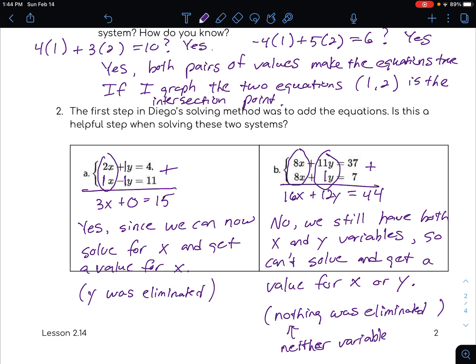Okay, so you can kind of see what we're starting to do here, kind of a different method that allows us to solve for one of the variables. Sometimes it works and sometimes it doesn't when we add the equations together, but when it does work, it's very helpful. So we're going to follow this to its conclusion now on the next couple pages.